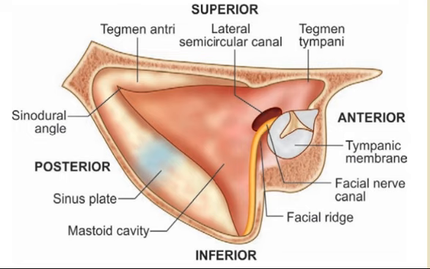C. Trautmann's triangle. This bony plate of posterior surface of petrous bone lies behind the mastoid antrum. It is bounded by the following structures: sigmoid sinus, bony labyrinth, superior petrosal sinus.